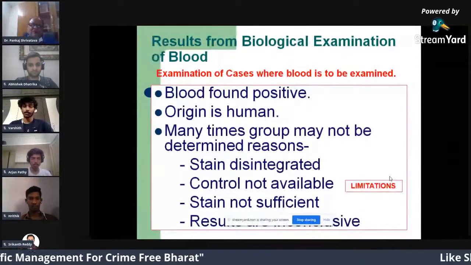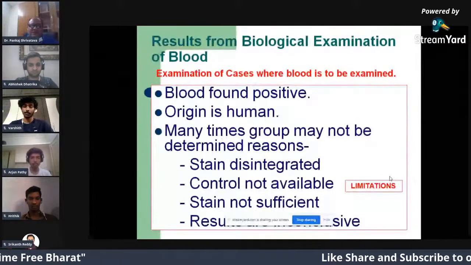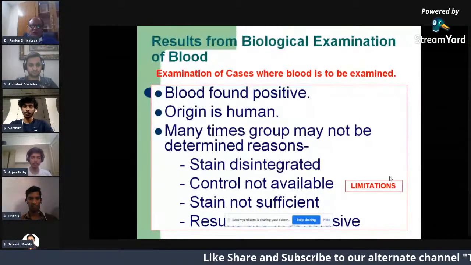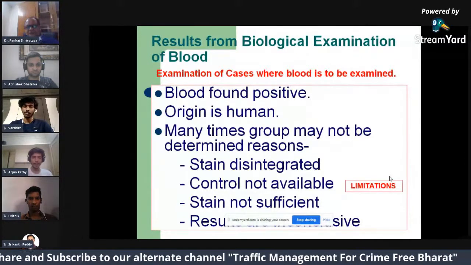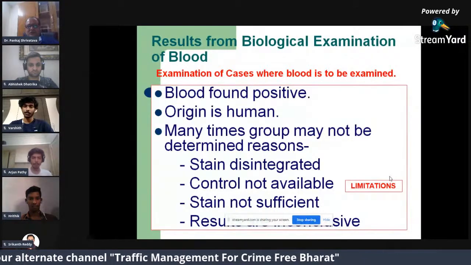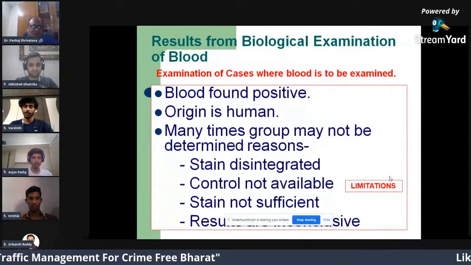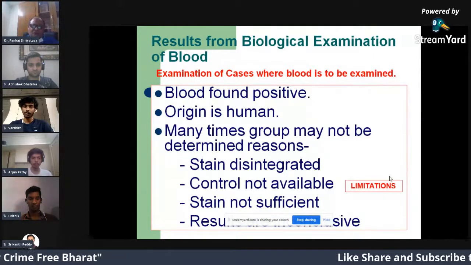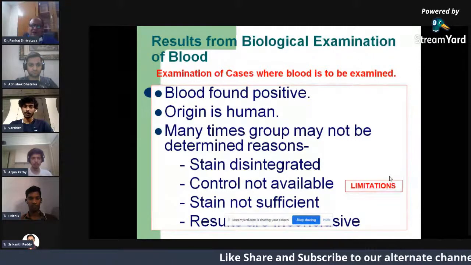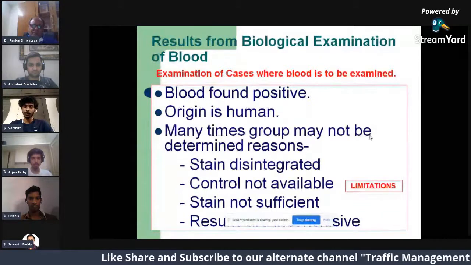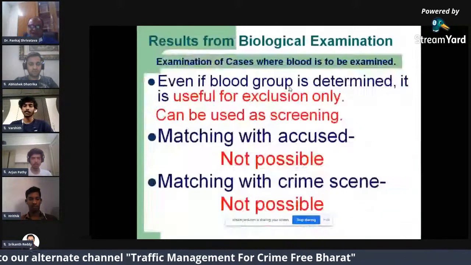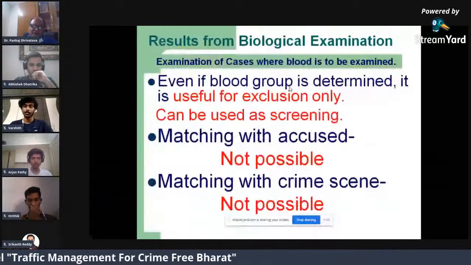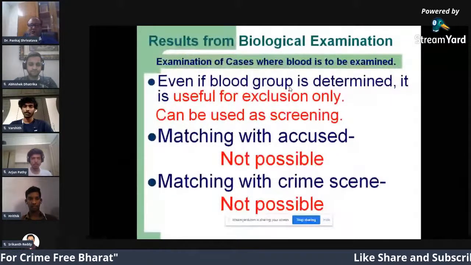So, we don't find conclusive results if we practice these technologies today. With these limitations, if you talk about the origin of blood or the group of blood, this won't provide you a conclusive match, because there may be two conditions: either the blood group is determined, or the blood group is not determined.